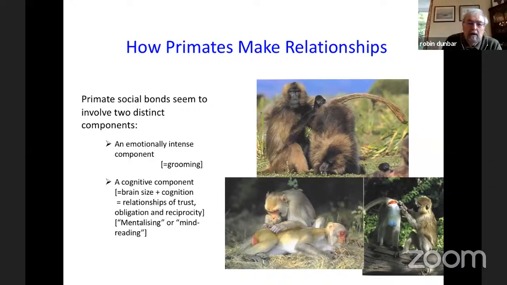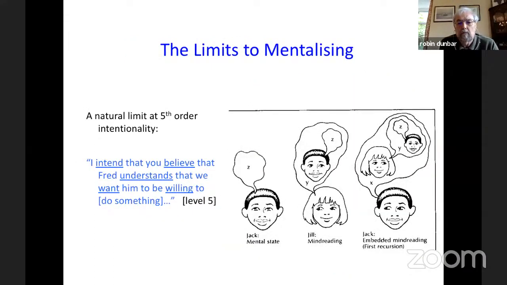But this seems to provide a kind of pharmacological platform, if you like, off which a cognitive component is built, which is associated with the development of relationships of trust and obligation, reciprocity, and in here, mentalizing, which several of the talks have already mentioned, becomes very important. And this seems to be associated with the size of very specific neural circuitry in the brain. I'm going to talk about both of these primarily as they apply to humans. So I'll do them in reverse order, because I'm going to say a lot less about the cognitive side.